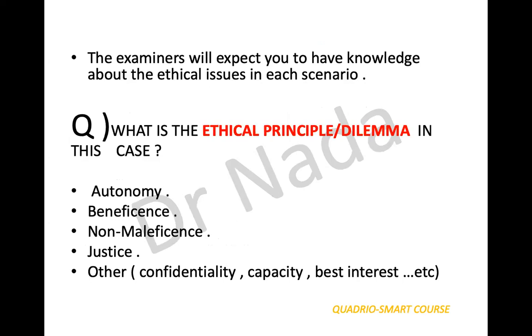All right, examiners will expect you to have knowledge about the ethical issues in the scenario. All right, what's the ethical principle or dilemma in this case? So we have 4 ethical principles, which is the autonomy. Autonomy means the patient's self-rule. The patient should be able to decide for himself as long as he has a sound mind, he's over 16 years of age, the age of maturity, and able to decide for himself. He's competent. I'll explain all these in detail later on, okay?